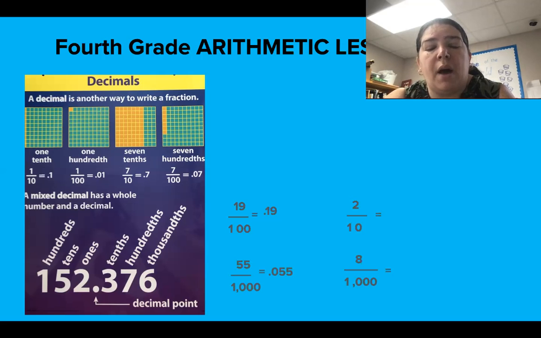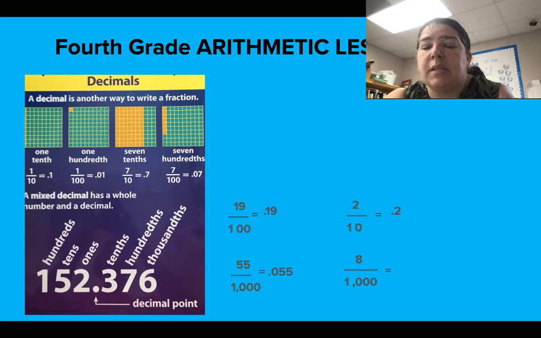So you have 55 thousandths, 3 place values. The first place value needs to be put in as a 0. 2 tenths equals? Very good, nice and quick, 0.2. And how about the last one? 8 thousandths. How would we write that? Good, we need 3 place values.